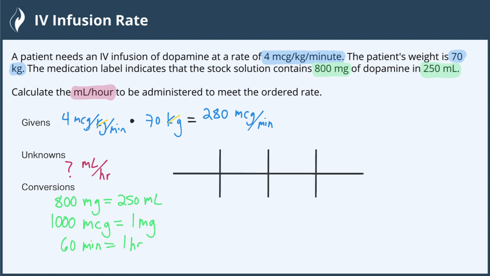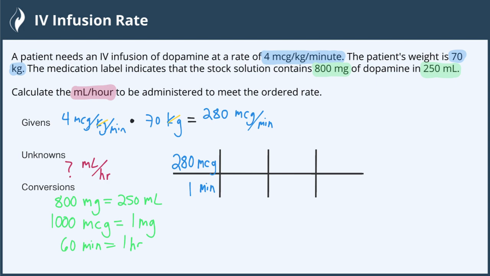So we start by putting our given into the first spot: 280 micrograms in 1 minute. Then we're going to start using those conversions. The first conversion on our list is milligrams to milliliters, but we don't have milligrams or milliliters yet. So we're going to skip it and go down to the second conversion first, which says that there's 1,000 micrograms in 1 milligram.